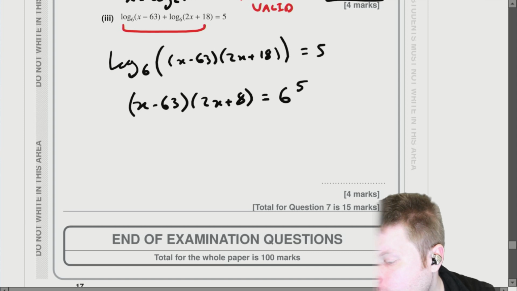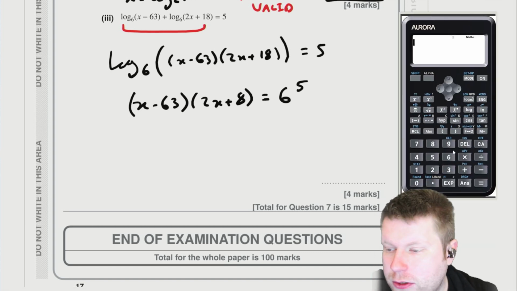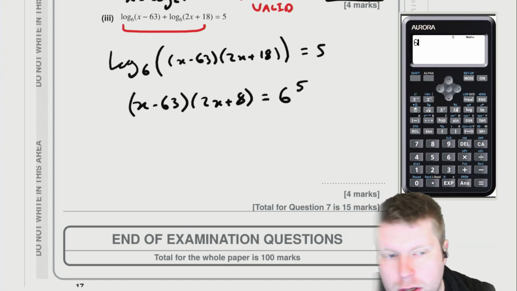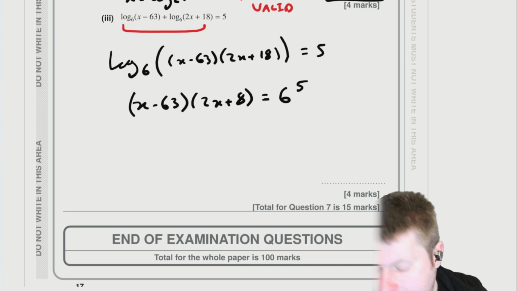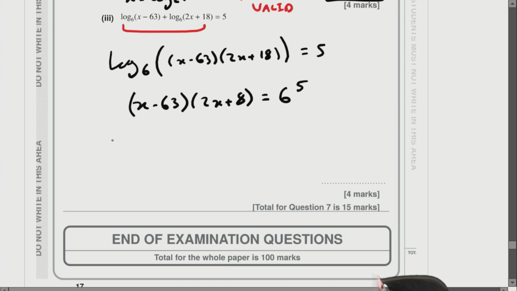If we wanted to, we could have worked out 6 to the power of 5 using our calculator. So 6, then we use the power button, to the power of 5, and that's going to give us 7776. So if I expand out the left-hand side, I'm going to get 2x squared minus 108x minus 1134 is equal to 7776.